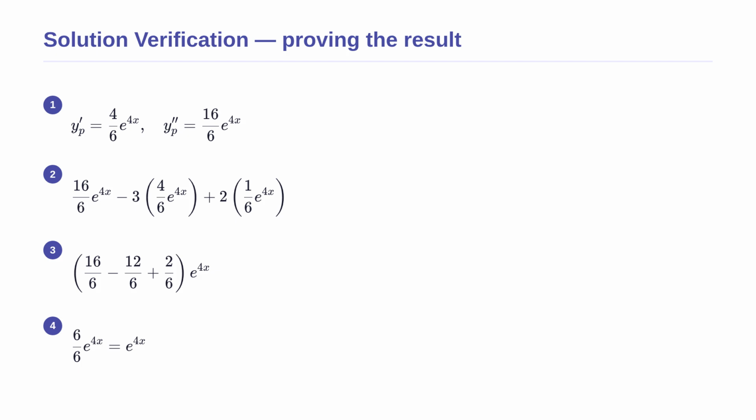When we multiply the terms out, we get 16/6 minus 12/6 plus 2/6, all multiplied by the exponential. Adding these fractions together simplifies exactly to 6/6, which is just 1. This leaves us with exactly the exponential function, which perfectly matches the right-hand side. We have proven our solution is absolutely correct.